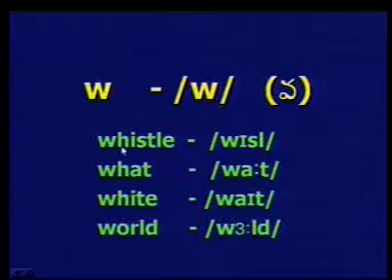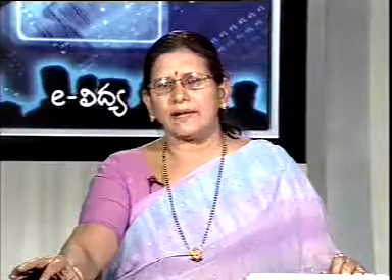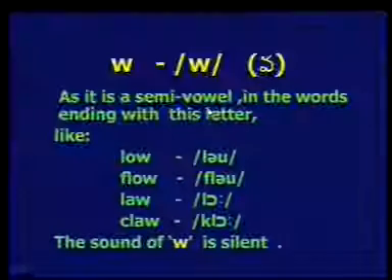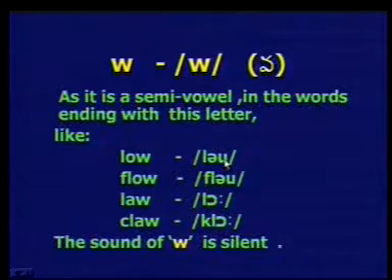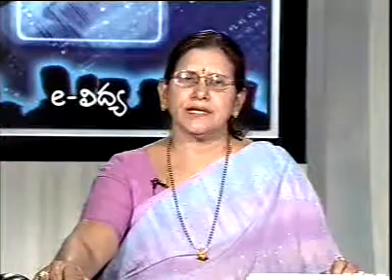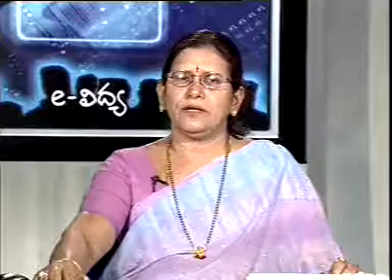Look at a few words, whistle, what, white, word. If you observe, there is no touching of the lip or the teeth, but it's only the lip rounding. And this is a semi-vowel, because of which L-O-W is read as low, F-L-O-W, flow, L-A-W, law, C-L-A-W, claw. So here the letter W is silent. So with this we have completed the 24 consonants according to the phonetics.